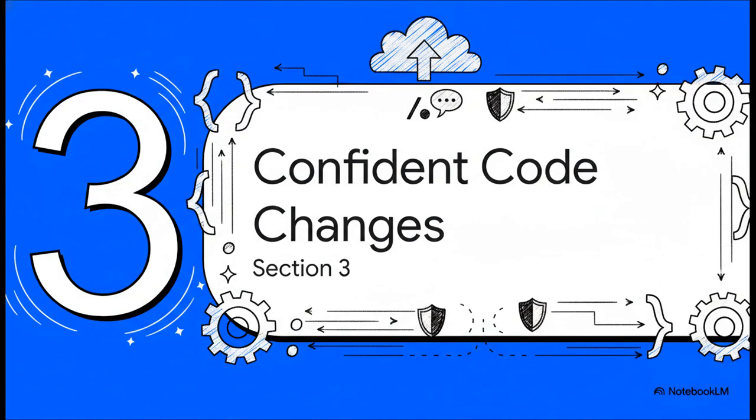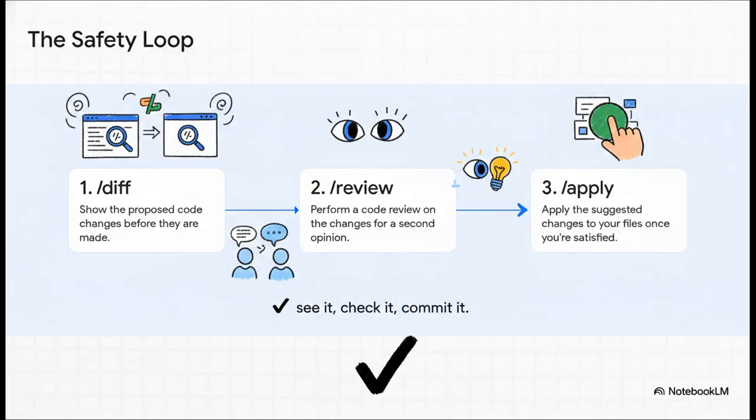All right, we are oriented. We have a plan. Now it's time for the main event, actually changing the code. But we're going to do this in a way that is totally transparent and, most importantly, completely safe. Now, this right here is probably the most crucial workflow in this entire explainer. I call it the safety loop.